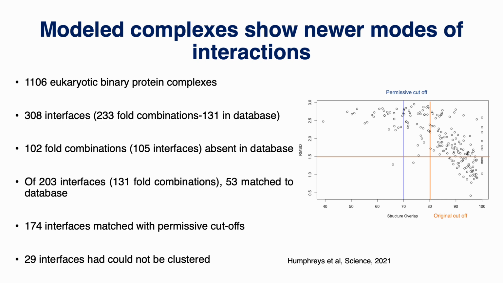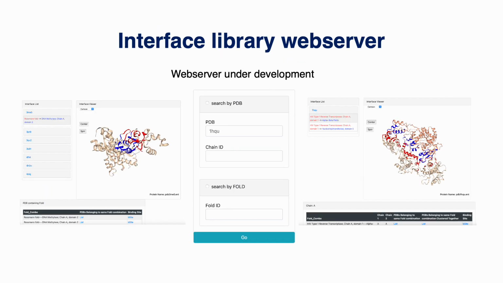In addition to this, what we are currently doing is trying to build an interface library web server. In the web server, one user could give in a PDB, and on the right hand side, if you give a PDB, you could get the interface residues highlighted in red and blue. The user could also give in a particular fold, wherein with that fold the user can see what are the PDBs that have that fold, and see the clustering of the data in it. We are working on it and we will make it available soon.